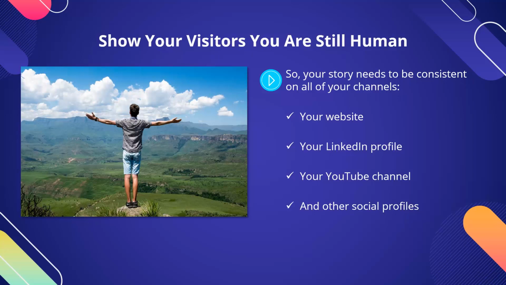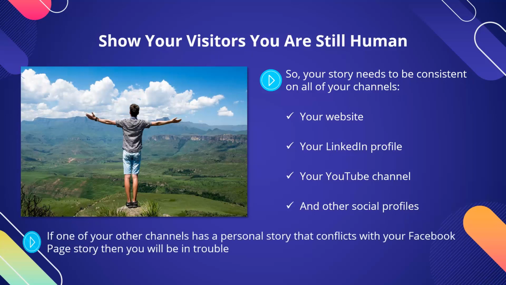So ensure that there is consistency in all of your public profiles. If one of your other channels has a personal story that conflicts with your Facebook page story, then you will be in trouble. So take the time to check everything out and make any necessary changes. Your personal story really is critical to your influencer success, so it needs to be good and consistent. In the next video, we will discuss how to give your audience what they want.